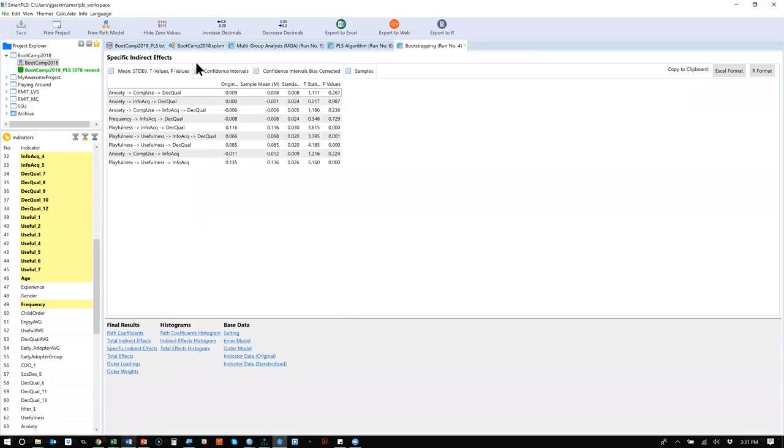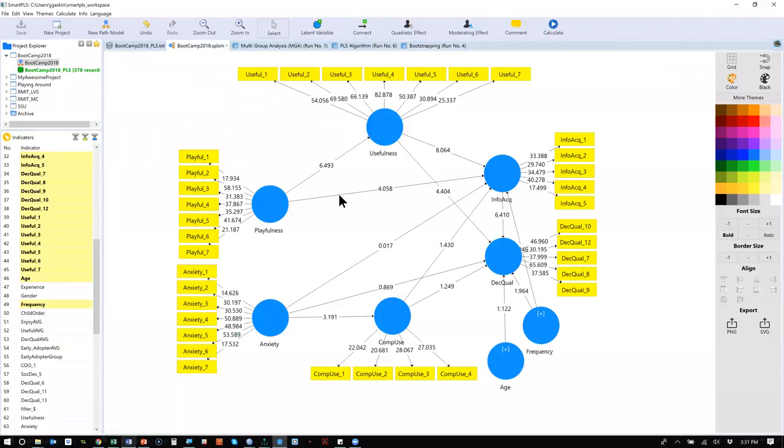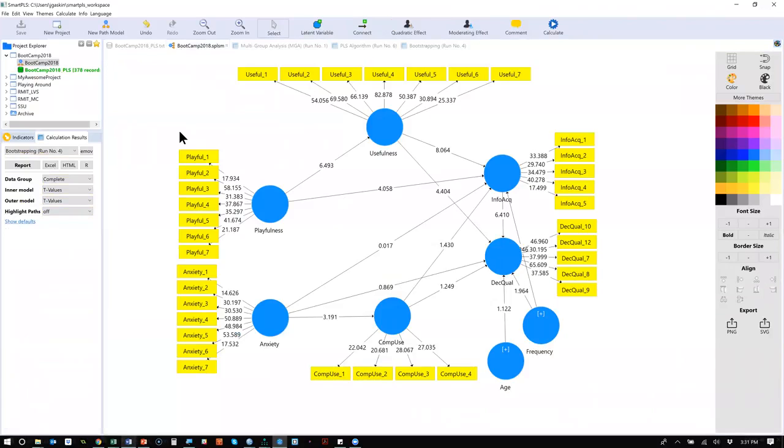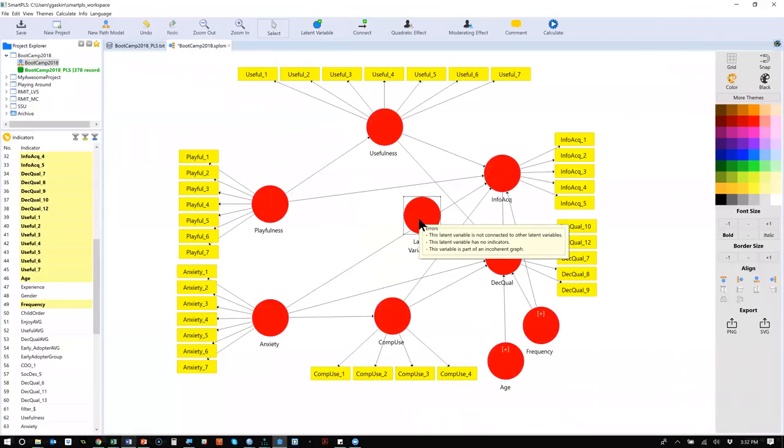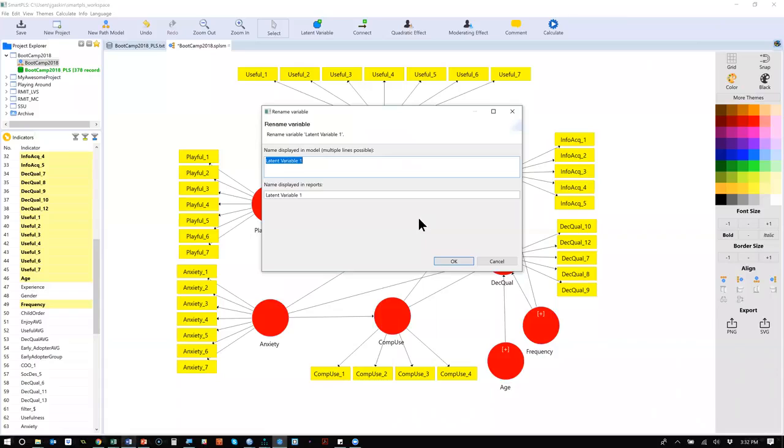Okay, second order models, here it goes. You have to use what's called the repeated indicator approach. So let's say information acquisition, decision quality were the same thing. Part of the same latent factor, higher order model. I would put a new latent variable. Hey, look at this. I can make an ellipse. So I'm going to call this system satisfaction. And hit OK.